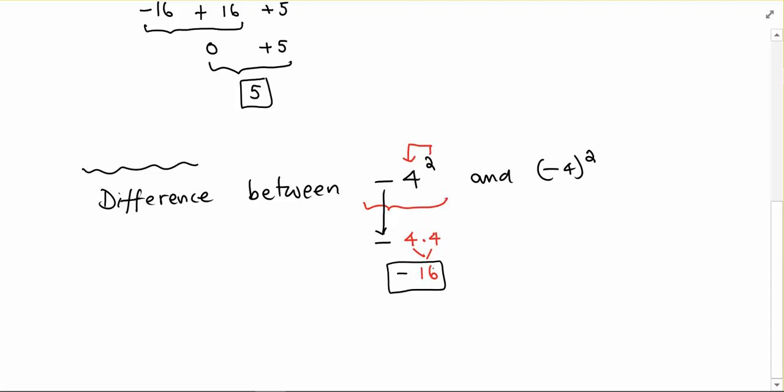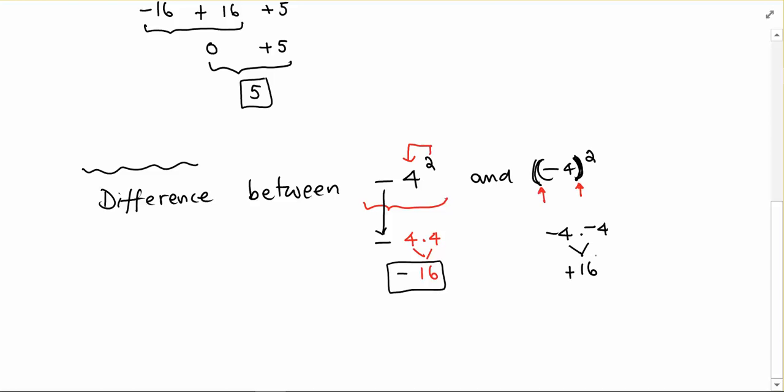Now, in the second example's case, since exponents only see one thing to their left, you can sort of extend their vision by putting contact lenses on, or these parentheses-like things. What that does is extend the vision of the exponent, so now the exponent can see from the beginning of that parentheses to the end of that parentheses. So this problem is really minus 4 times minus 4, which gives you positive 16.